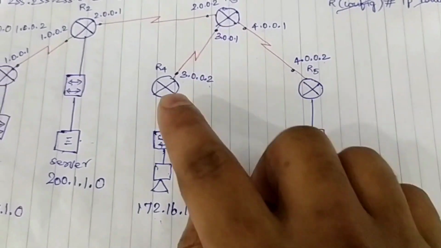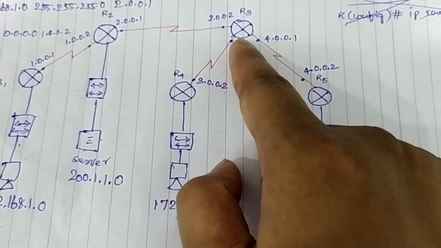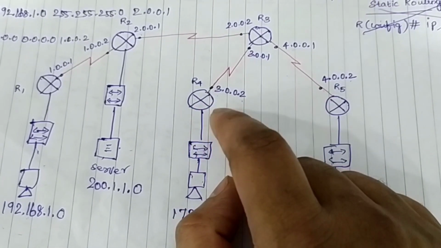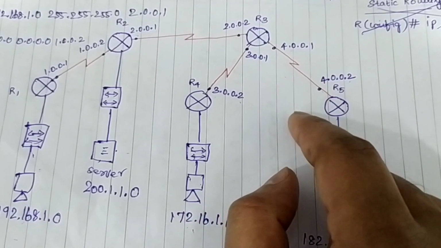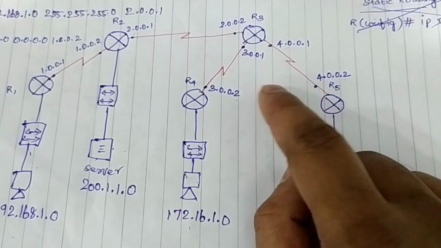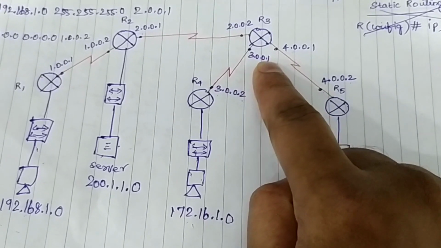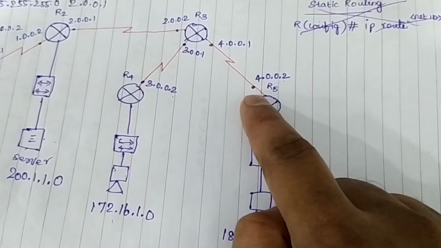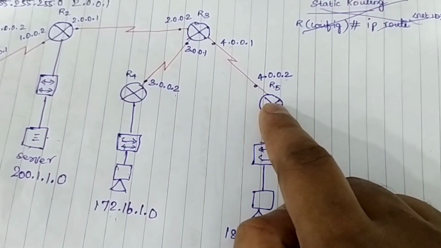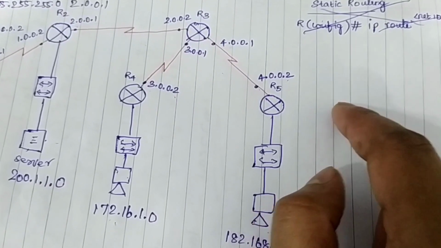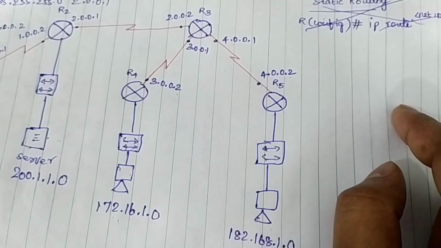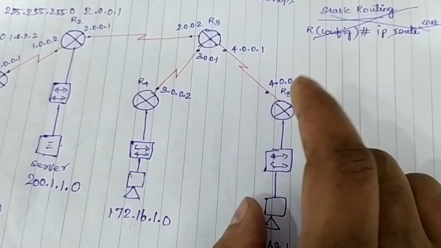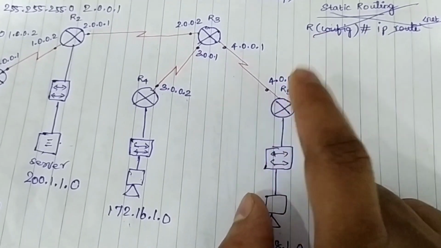Okay. Now come to R4. With R4, how many serial links are connected? Only one. So one line command is enough. What is that command? IP space route space 0.0.0.0 0.0.0.0. Next hop is 3.0.0.1. That's it. Now come to R5. With R5 also only one serial link is connected. So one line command is enough. What is the command? IP space route space 0.0.0.0 0.0.0.0. Next hop is 4.0.0.1.